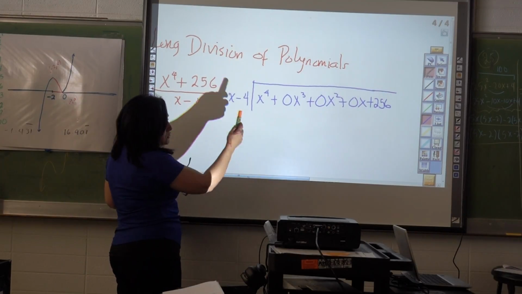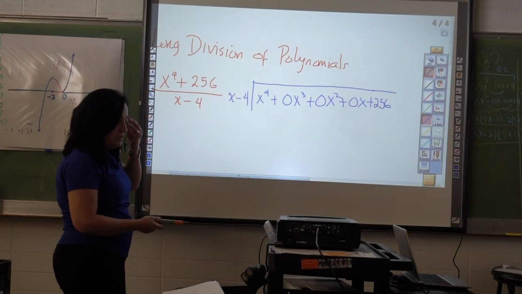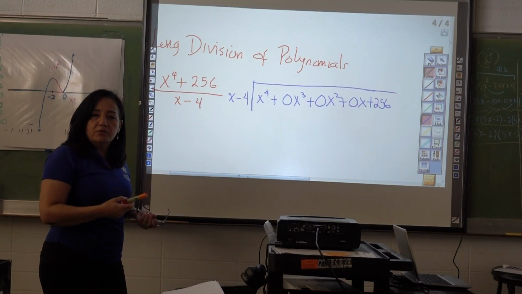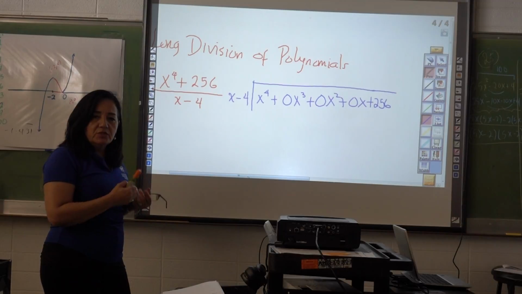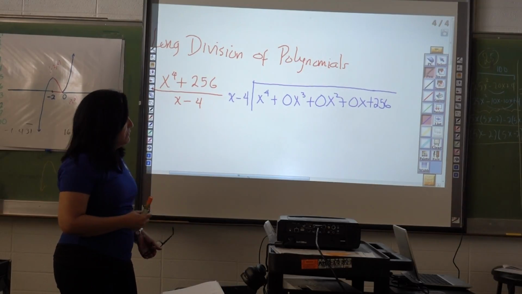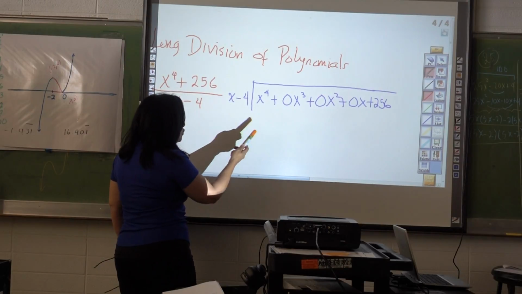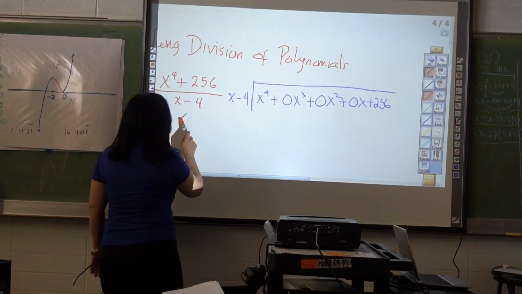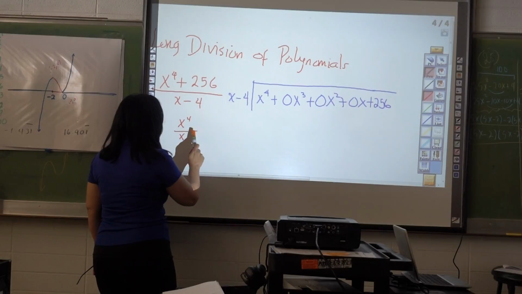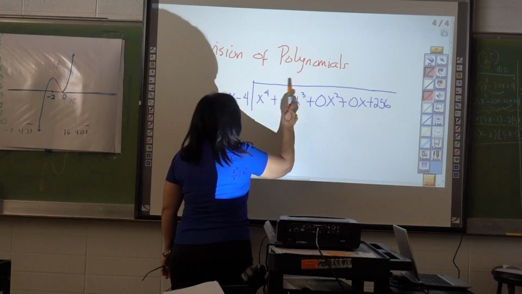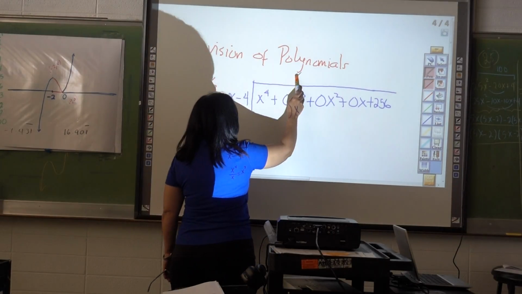I'm just going to go and solve this problem regularly, but you can always check the Learn videos so you can see step by step with a lot of detail. So we start by dividing x to the fourth over x, which is x cubed, and I'm going to write it here. X to the fourth over x is x cubed. So this goes right on top, x cubed.